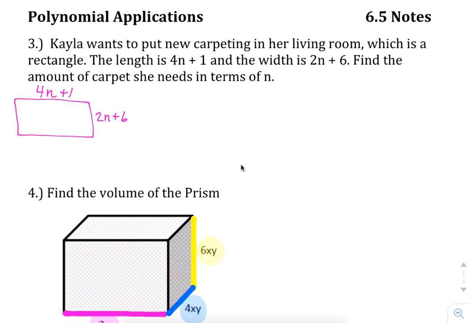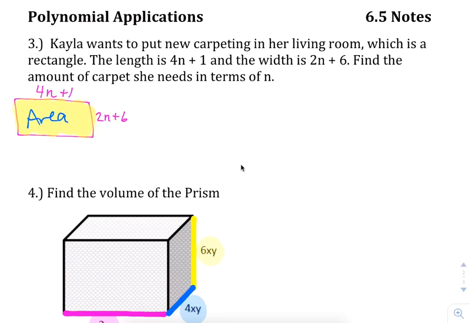All right, problem number 3 says Kayla wants to put new carpeting in her living room, which is a rectangle. The length is 4n plus 1, the width is 2n plus 6. Find the amount of carpet she needs in terms of n. All right, so if we're filling up the space with carpet, that's not perimeter. When you fill in carpet, that's an area.